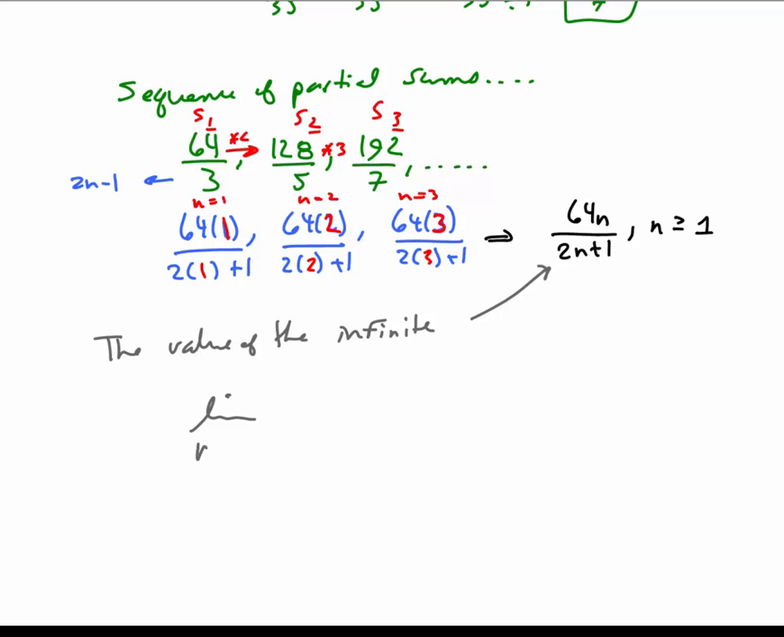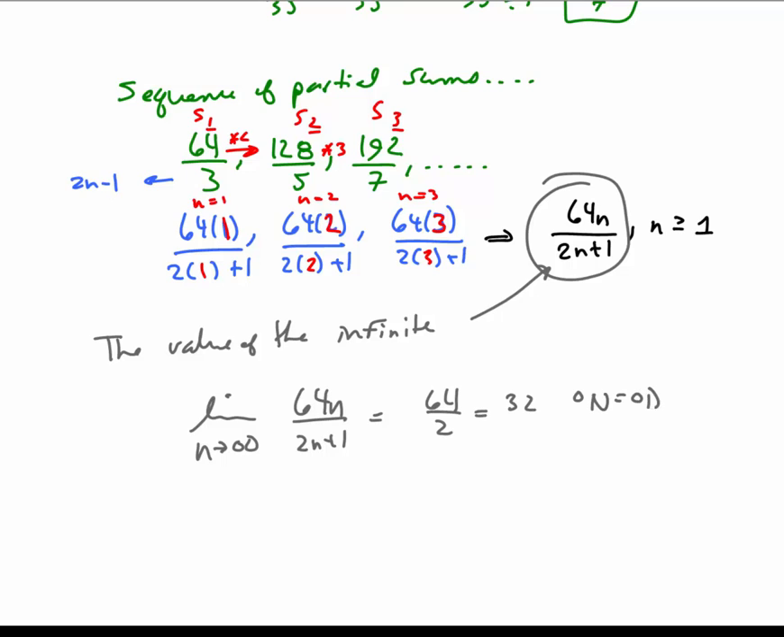So I take the limit as n approaches infinity of this sequence producing function, and I will get 64 over 2, which is just 32. Now why? We have to have a reason, because the degree in the numerator equals the degree in the denominator, therefore the limit is the ratio of the leading coefficients.